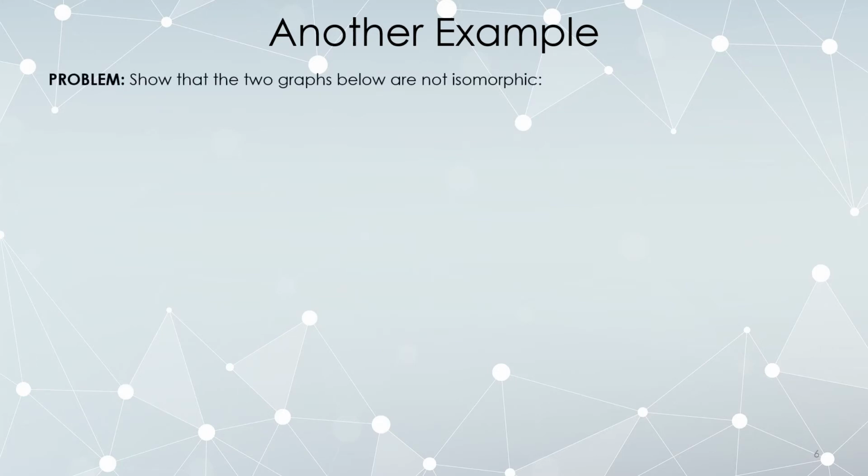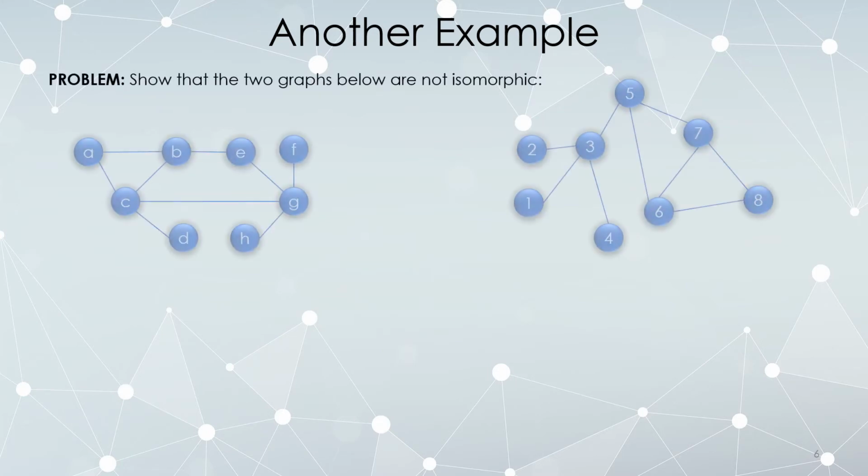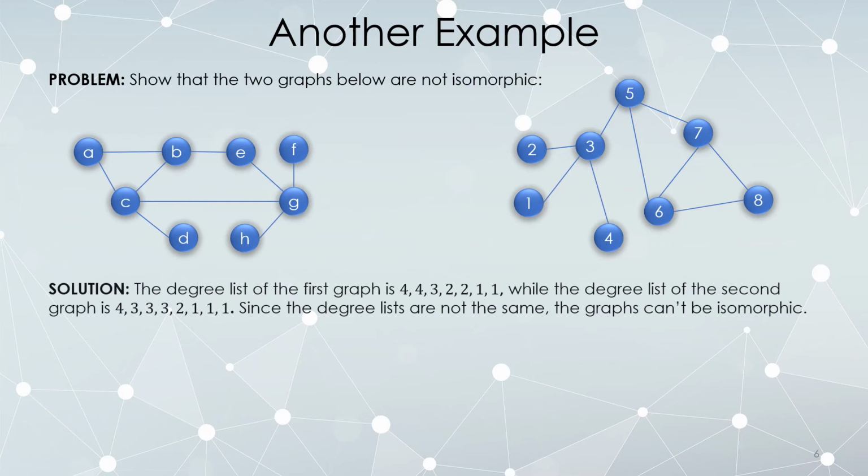Another example, show the following two graphs are not isomorphic. Okay, this looks a bit more complicated. There's more going on. But can we somehow see that there is a fundamental difference between these two graphs? Well, they have different degree lists. The one on the left has two vertices of degree 4. This vertex C has 4 edges connecting to it. This vertex G has 4 edges connecting to it. However, over in this graph, there's only a single vertex, 3, that has degree 4.